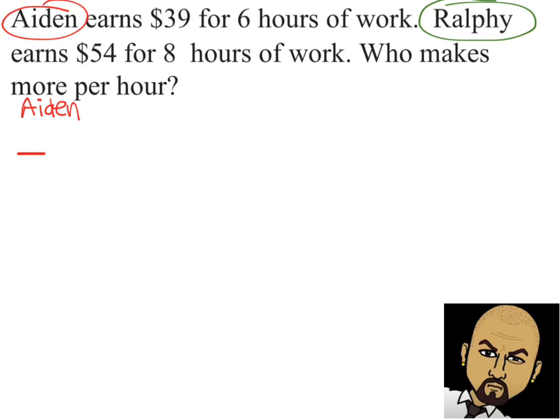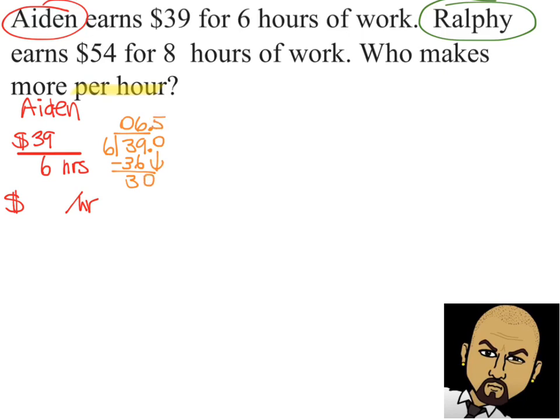So let's go ahead and do Aiden's situation first. Now we want to figure out who makes more per hour because it's per 1 hour. The hours are going to go on the denominator and the money's going to go on the numerator because that's going to give us the cost per hour. Then we substitute our values. And then we do our division on the side. 39 divided by 6. You end up with $6.50. Now, we're talking about money, so we have to go to the hundreds place. So we're going to add a placeholder of 0. And so Aiden earns $6.50 per hour.